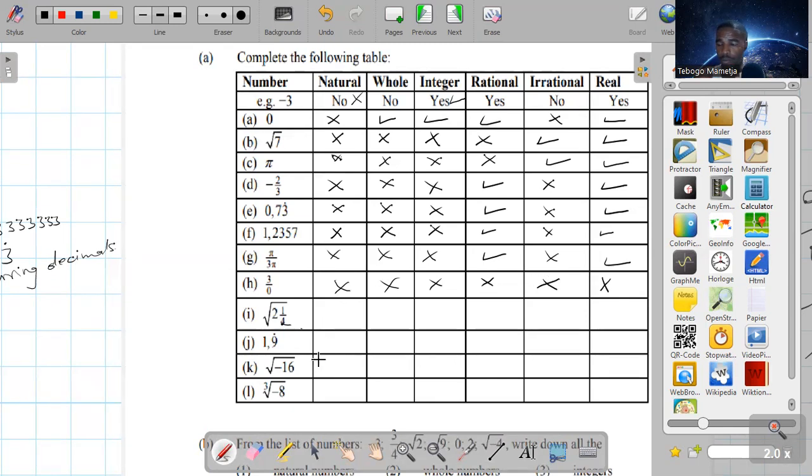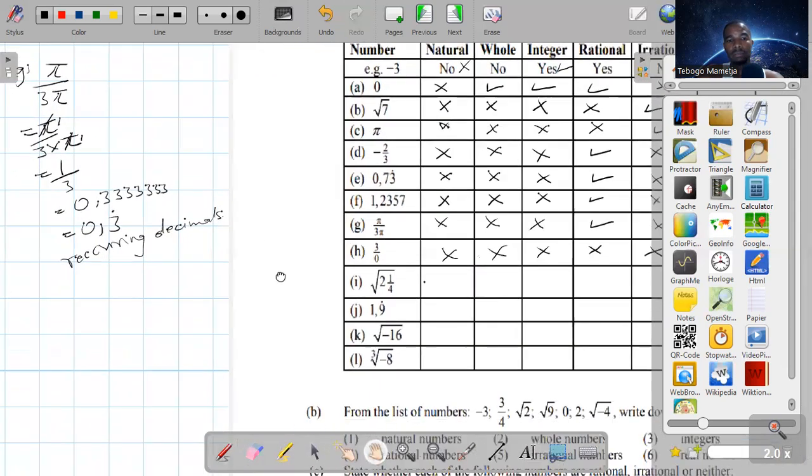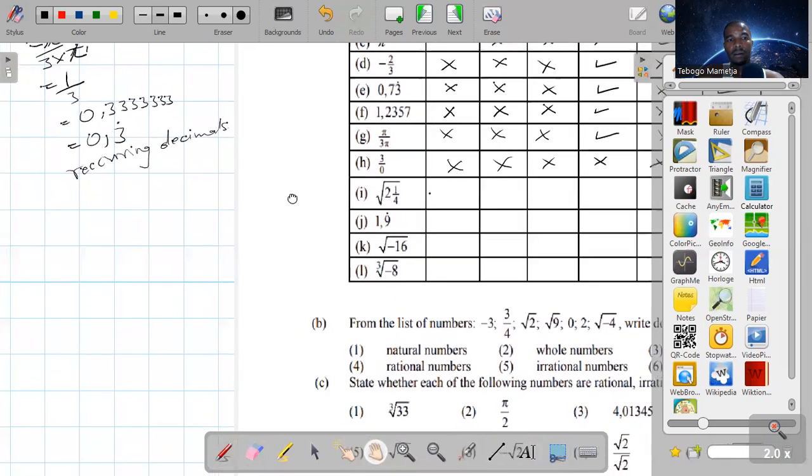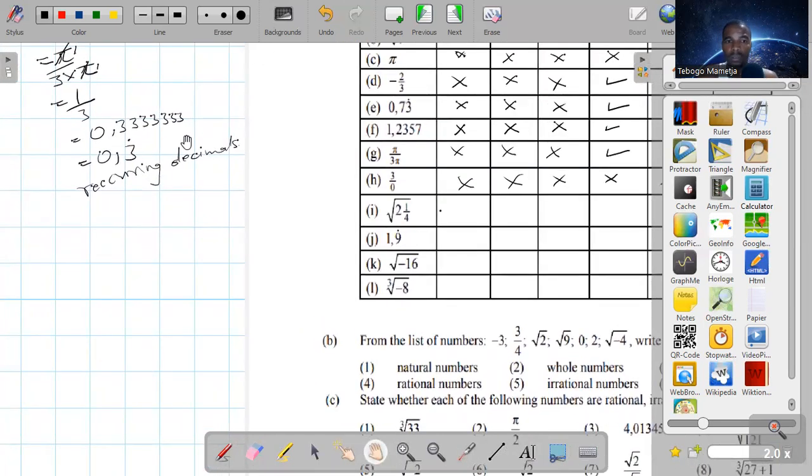So I want to start by erasing this part. I think there's some mistake there. Yes, now it's fine. Let me activate my pen. So we have a number I, which is the square root of 2 and 1/4, or the square root of 2 1/4. So can we work the number out alongside there? Let me activate my pen.